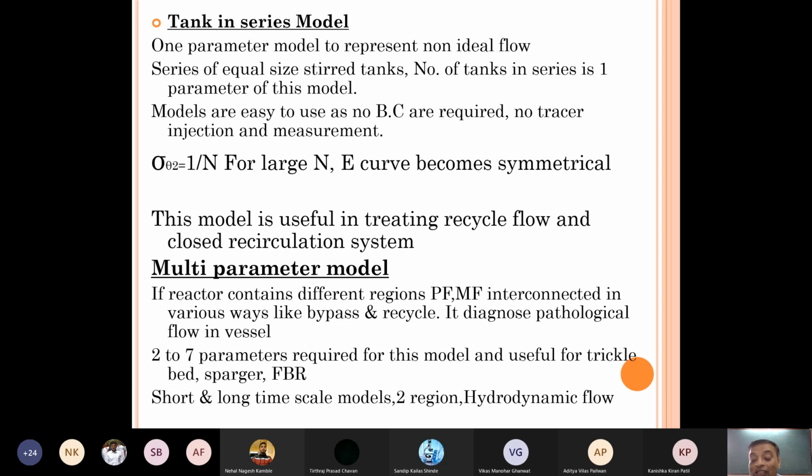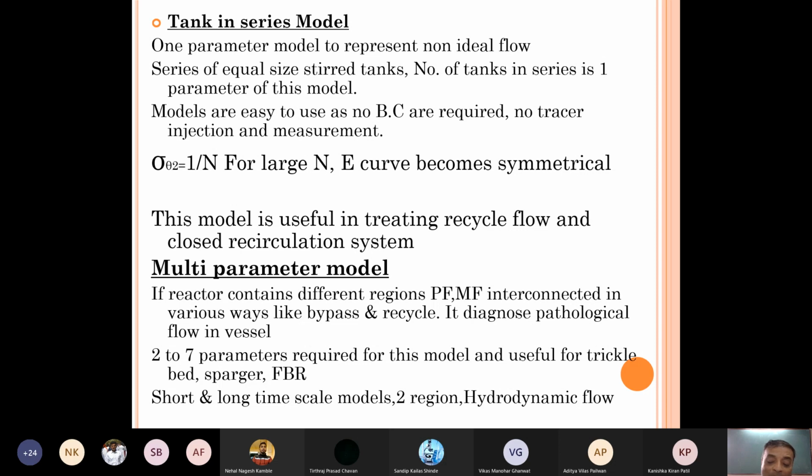Okay, that's why I have taken this next sentence. In multi-parameter models, minimum 2 parameters must be there to maximum 7 parameters. In multi-parameter models, minimum 2 to maximum 7 parameters are required to explain this model. Hence, this model is useful for trickle bed, sparger, fixed bed, fluid bed, moving bed, slurry reactor.